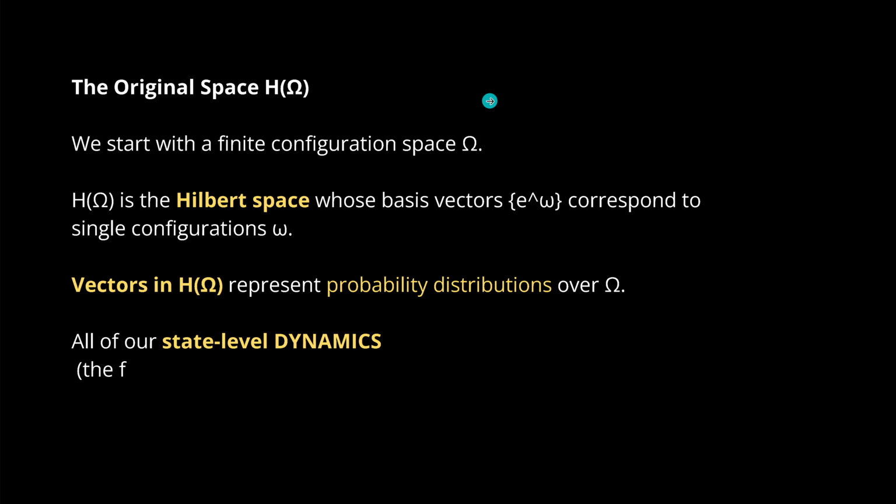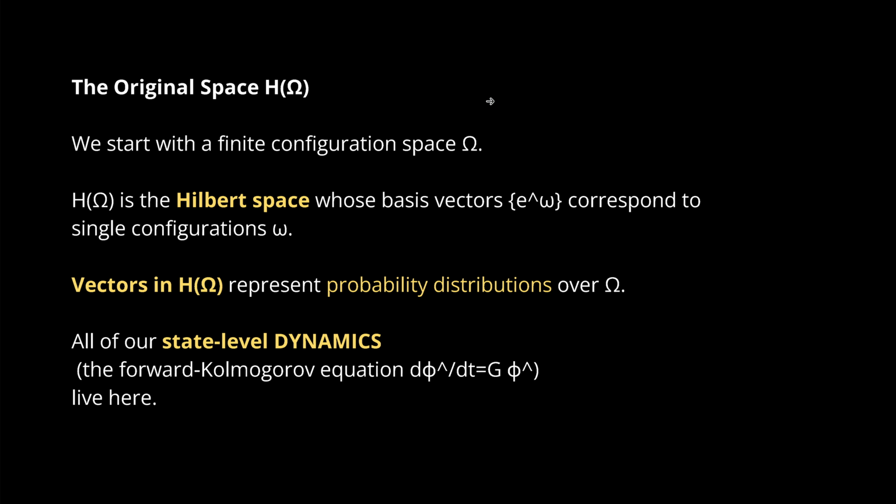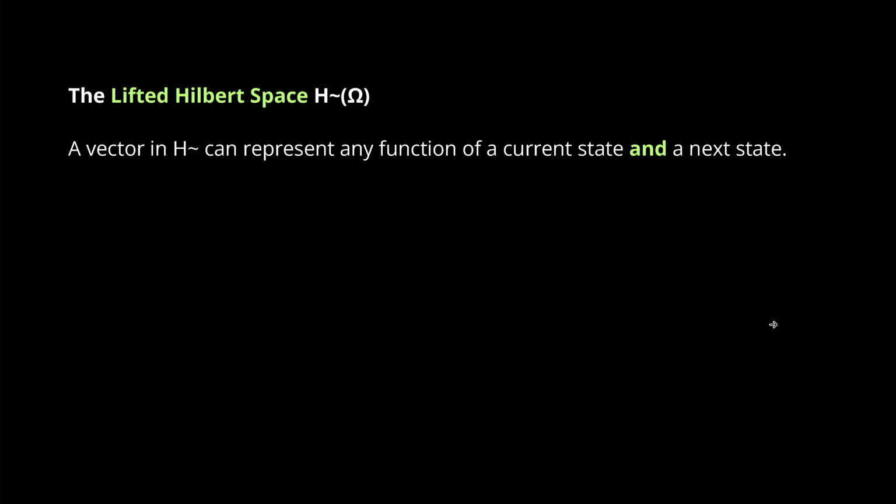Now, you are familiar with Hilbert space in physics, no? So, original Hilbert space, we start with a finite configuration space, and in the Hilbert space, the basis vector corresponds to a single configuration, omega, you know this, and a vector represents your probability distribution over omega. This is the classical AI, no? And for all our state level dynamics, we bring in the dynamics. We have here a beautiful differential equation, and they all live here in this original Hilbert space.